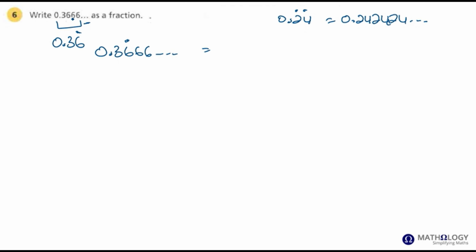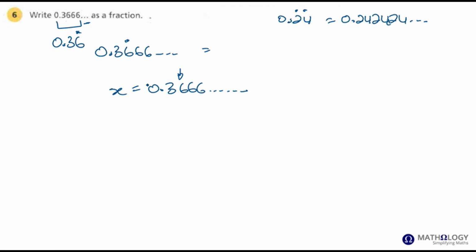In this case, only the 6 is repeating, so the dot will only sit on top of the 6. Ever see this in the exam? That's what it means. So we are going to let x be 0.3666 recurring. Now, because 6 is the only digit that repeats, we cannot move the decimal one place.